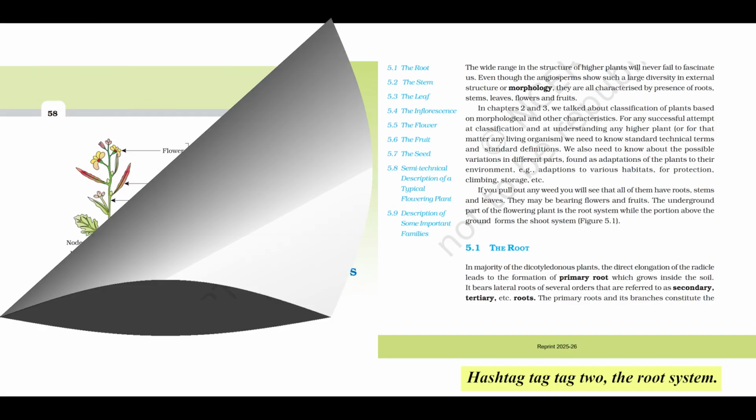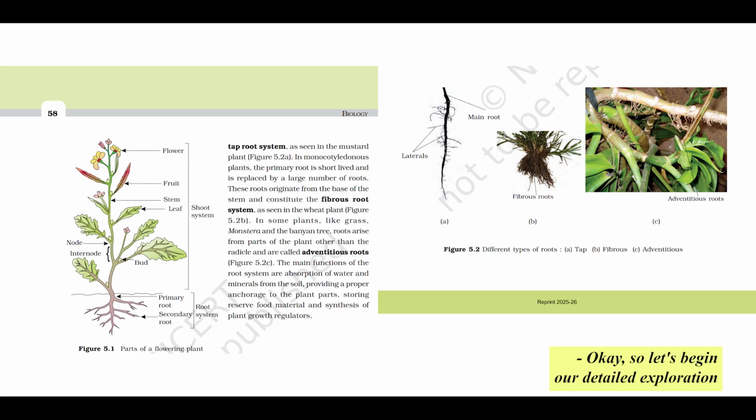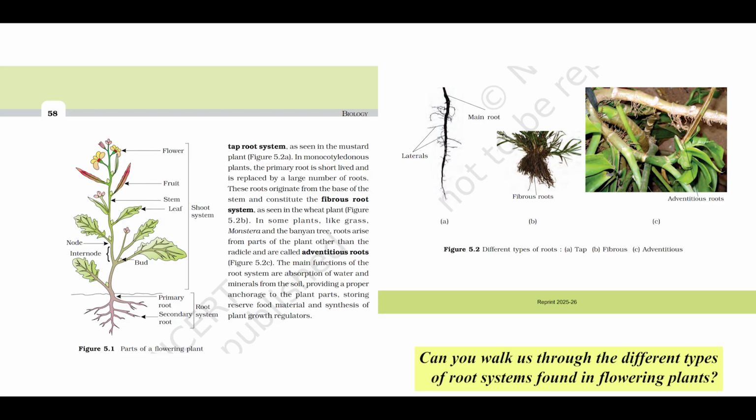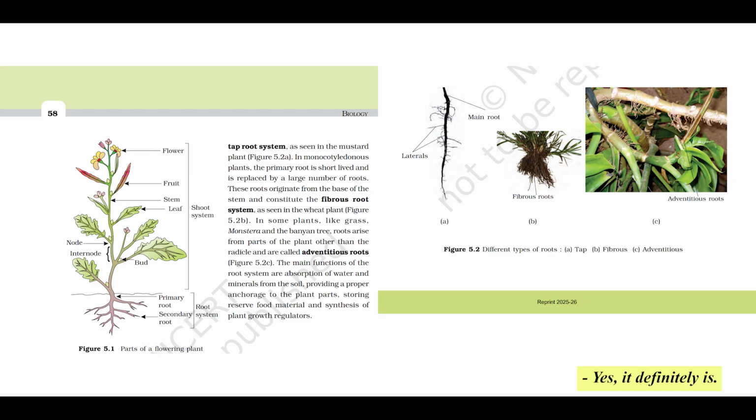Number two, the root system. Okay, so let's begin our detailed exploration by going underground, literally, with the root system. Can you walk us through the different types of root systems found in flowering plants? This distinction seems absolutely crucial for identification, especially in exams. Yes, it definitely is. Let's take this step by step and clearly differentiate the types of roots, focusing on their origin and structure. It's all about where they come from.